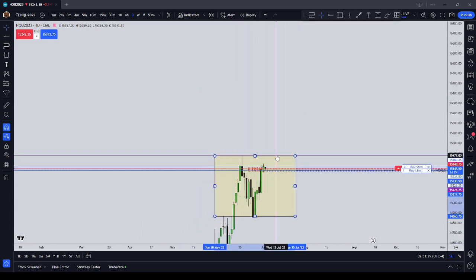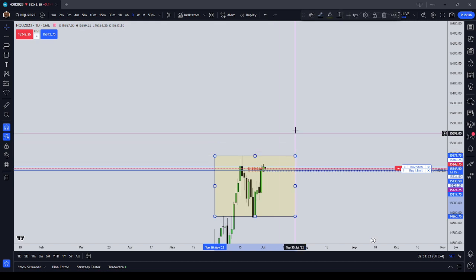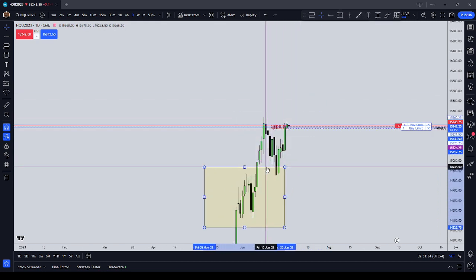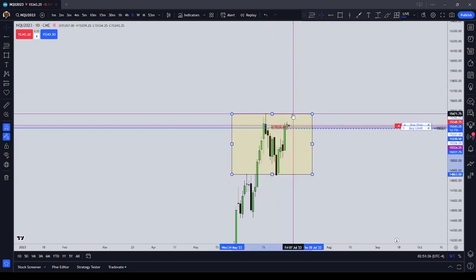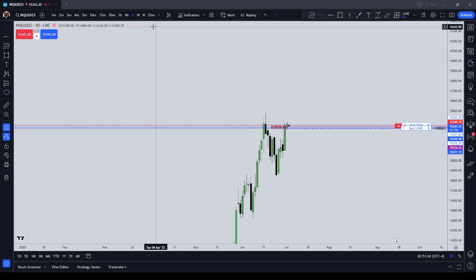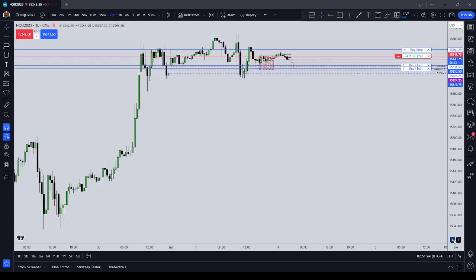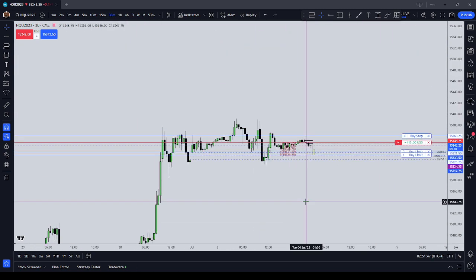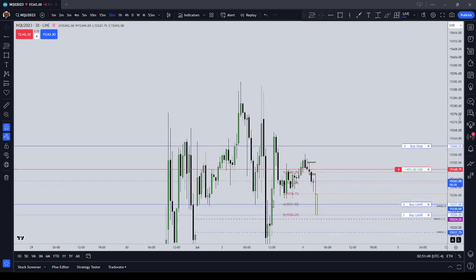So what is this box probably going to do? The last box did it. What's this box probably going to do? You see it now? Maybe. It might do that. Might not. Might expand higher. We shall see. Paint roller, guys.